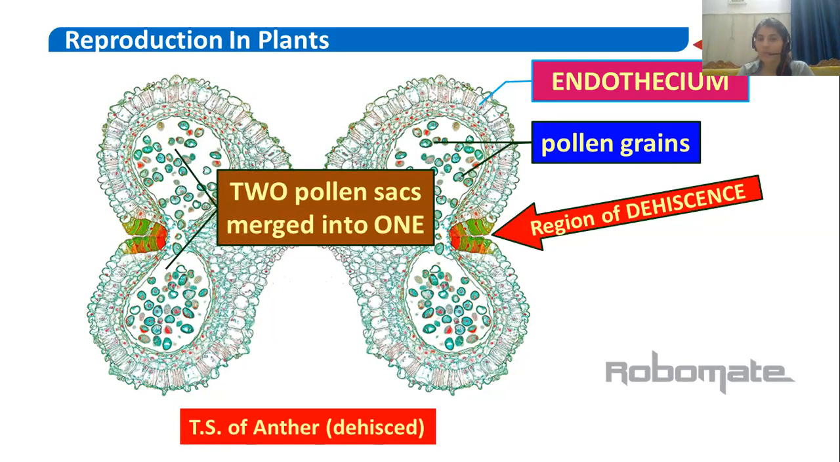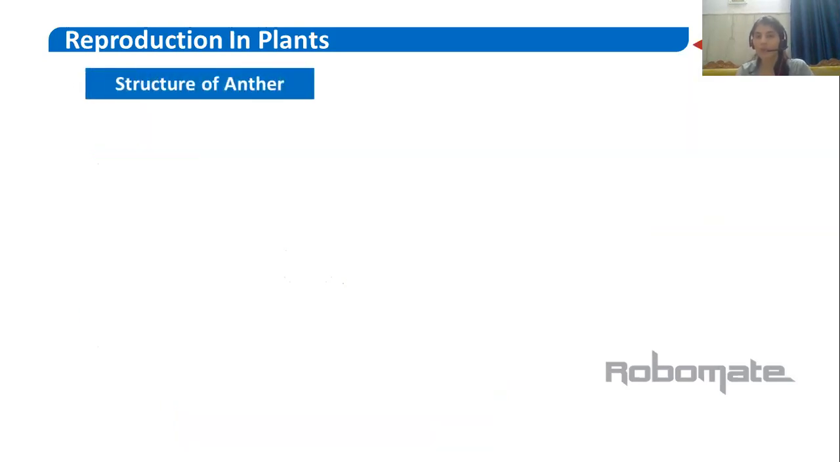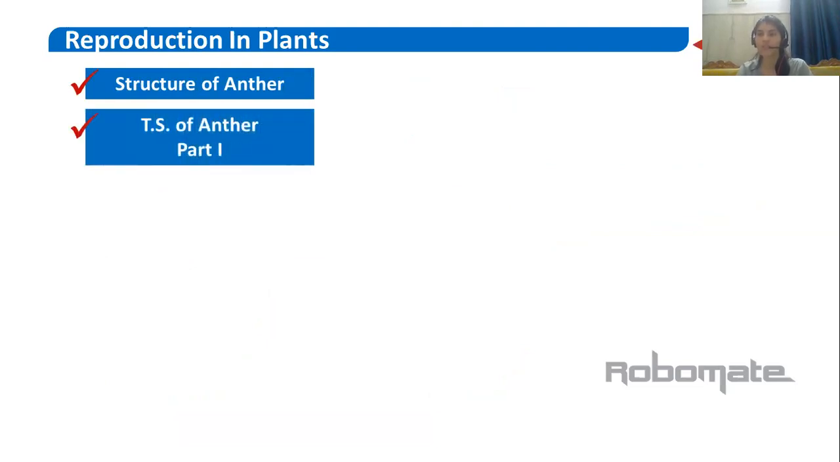So it is the dehiscent anther which is ready to split open and give out the pollen grains. In this video we studied the structure of anther, and we also saw the transverse section of anther.